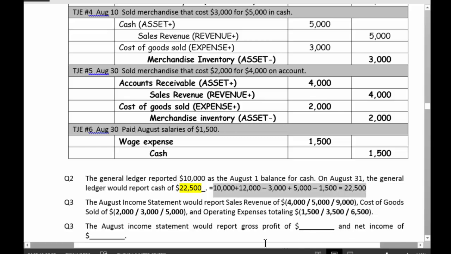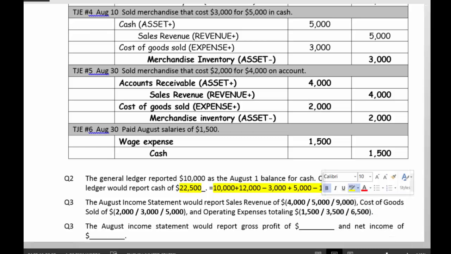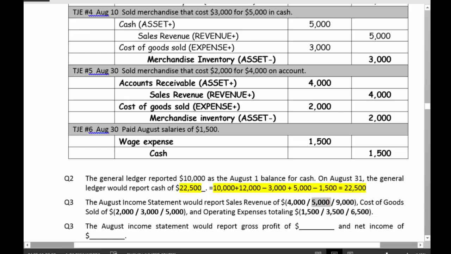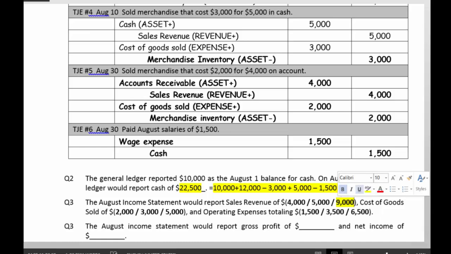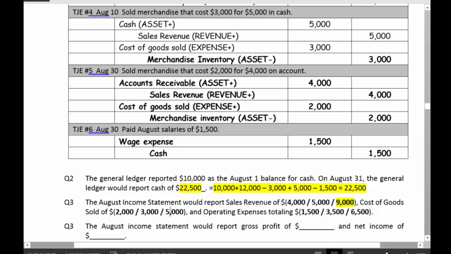What would my cost of goods sold be? 3,000 plus 2,000 equals 5,000. Sales, oh, I'm sorry, I read it wrong. Sales is 9,000. Cost of goods sold is 5,000. You are right, 3,000 plus 2,000. What's operating expenses? 1,500. That's the wage expense.